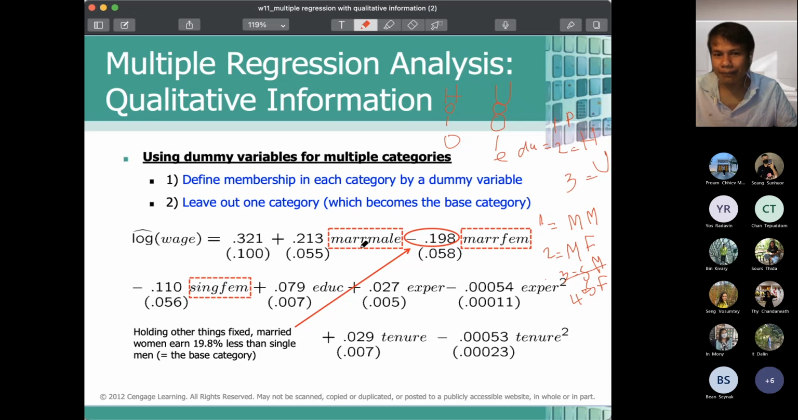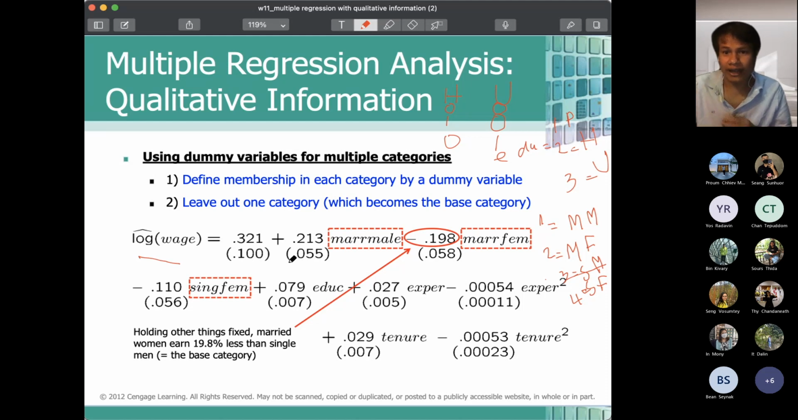Again, married male earn 21% higher than single male, because here the wage is in log, right? How about married female? Married female earn about 19% less than single male. Single female earn about 11% less than single male. Always compare to the best category that we leave out.